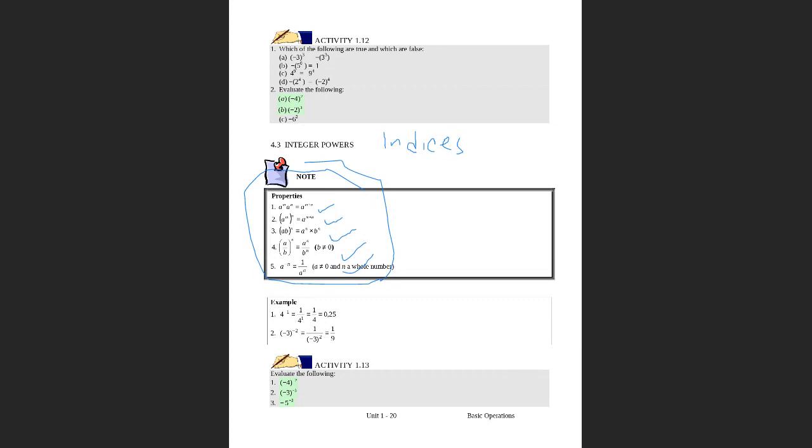On the rules of exponents, in number 4, when it says a over b raised to n is equal to a to the power n over b to the power n, what do they mean when they say b is not equal to 0? Good. It's very important, because when b becomes 0, this thing becomes meaningless, because you cannot divide a number by 0. That is why they emphasize it.